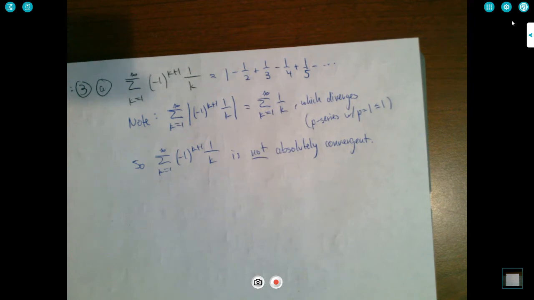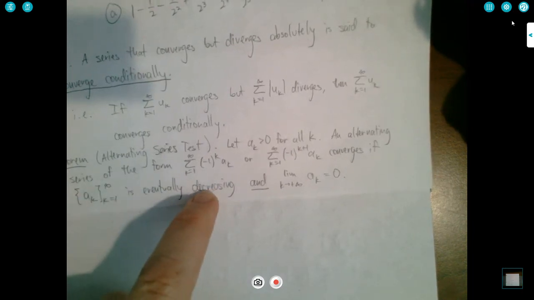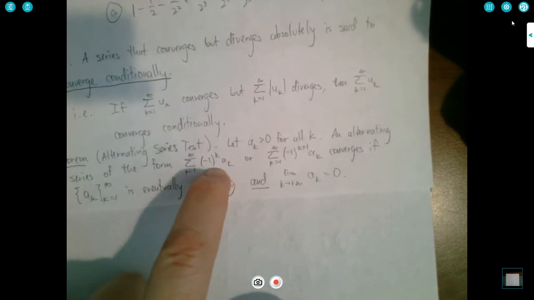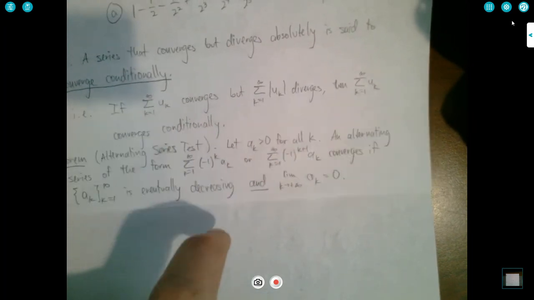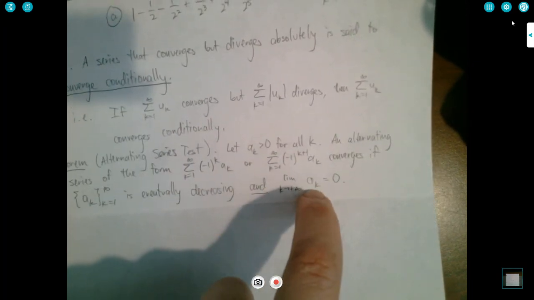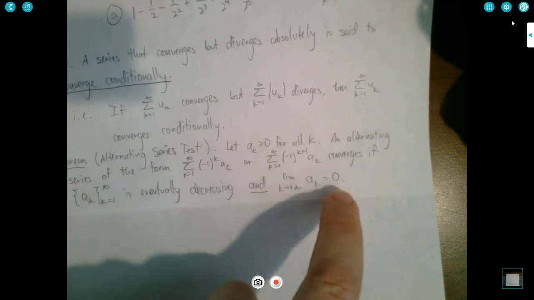However, let's apply the alternating series test. So for the alternating series test, we're going to check two things. We're going to check to make sure that the a sub k's are eventually decreasing. That's what you get when you ignore the alternating part. And we're going to check that the limit as k goes to infinity of that portion of the sum goes to 0.